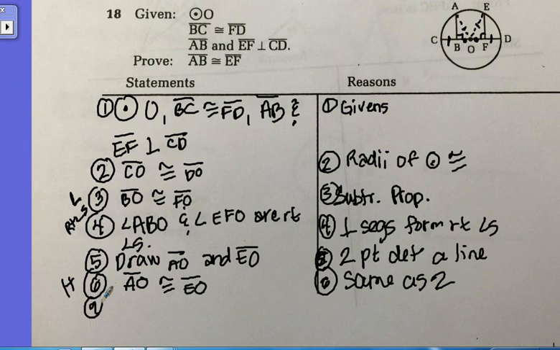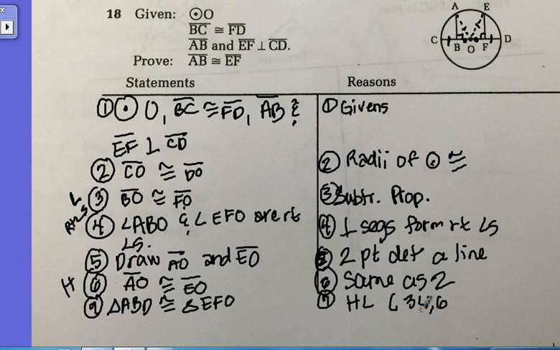Now that we've got that, those are our hypotenuses because they're across from our right angles. So we can now state that the two triangles are congruent. So triangle ABO congruent to triangle EFO by the HL postulate, and that's statements 3, 4, and 6. And then for statement 8, we can now state through CPCTC that we've got these two congruent segments, and there you go, AB congruent to EF.